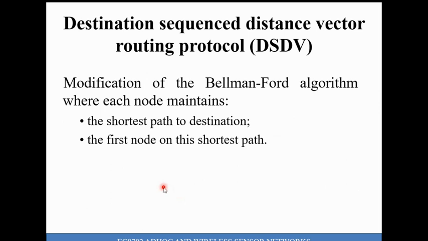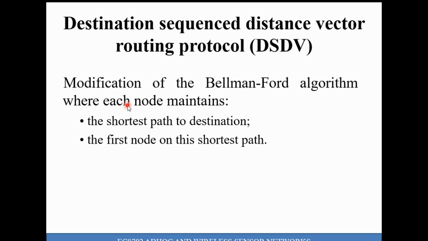Under this proactive approach, there are many different types of protocols, which we already discussed in the last class under the topic classification of routing protocols. Among those protocols, as per the syllabus, we are going to talk only about the destination sequenced distance vector protocol. In the destination sequenced distance vector protocol, we have modified the Bellman-Ford algorithm.